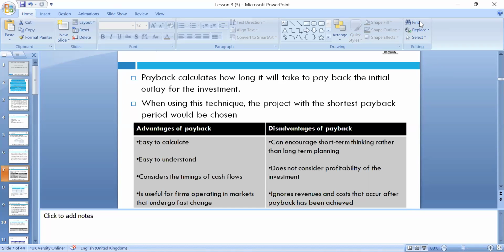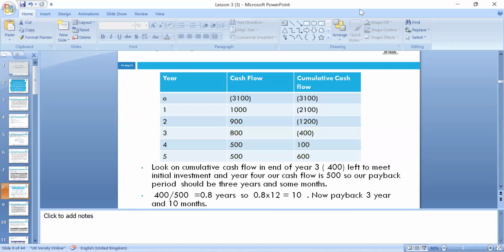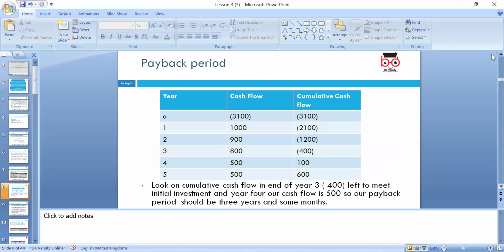But the disadvantage is short-term thinking. It does not consider profitability, and ignores the revenue and cost that occur after the payback is achieved. It only focuses on payback, but maybe some projects have profit forever. So let's look at an example. When we look at an example, that will be clear.